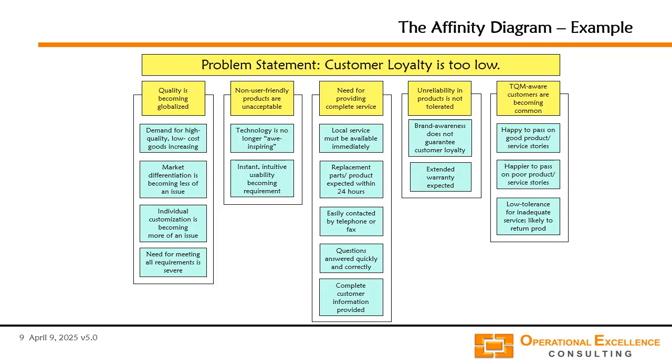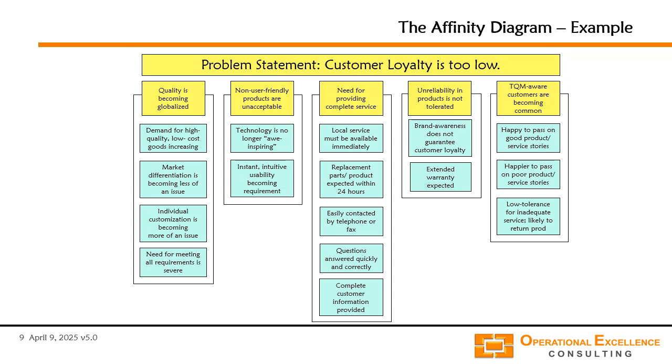Here you see an example of an affinity diagram. The problem statement for this example could be that the customer loyalty is too low. You see that the team has identified multiple possible causes for this problem. The possible causes are shown on the green post-it stickers. The possible causes include: the demand for high-quality and low-cost goods is increasing, market differentiation is becoming less of an issue, and the technology is no longer awe-inspiring.